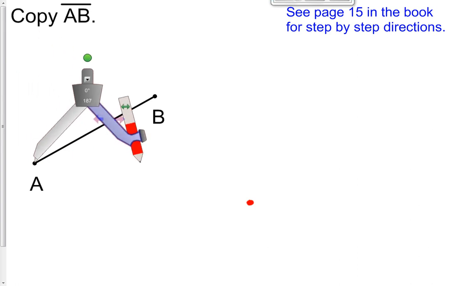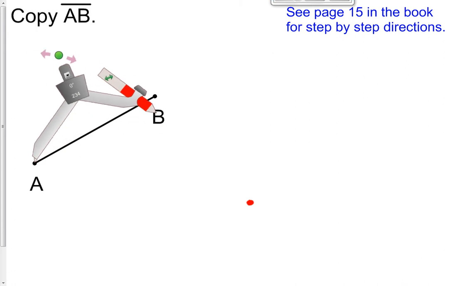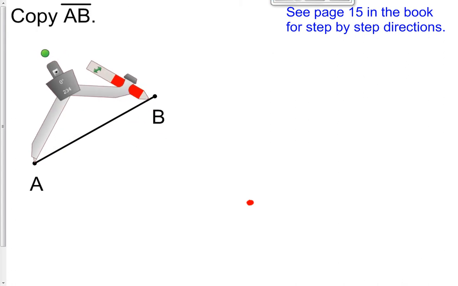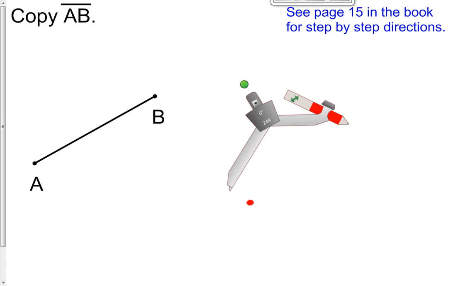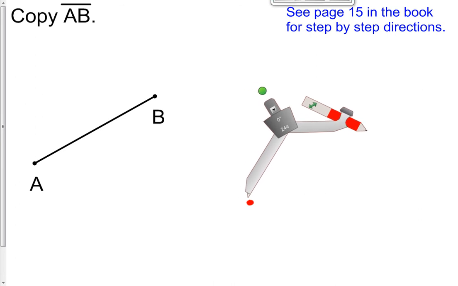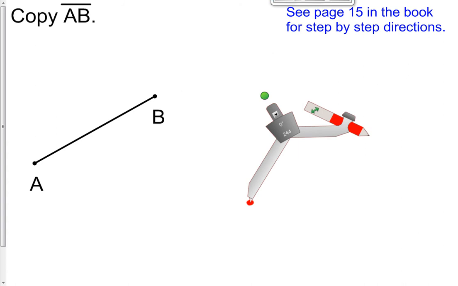So you're going to open it up just wide enough so that you have your needle at point A and your pencil or your marker at point B, just as I have. Once you have this setting, don't change anything because you're going to use this exact same setting to copy your segment. So now you're going to put your needle at the point that you drew earlier, and now you're going to draw an arc.